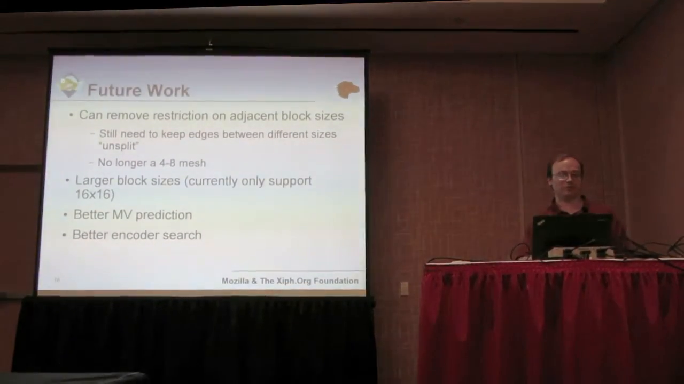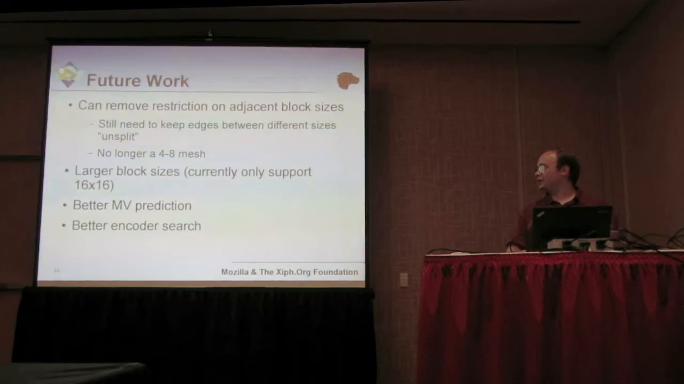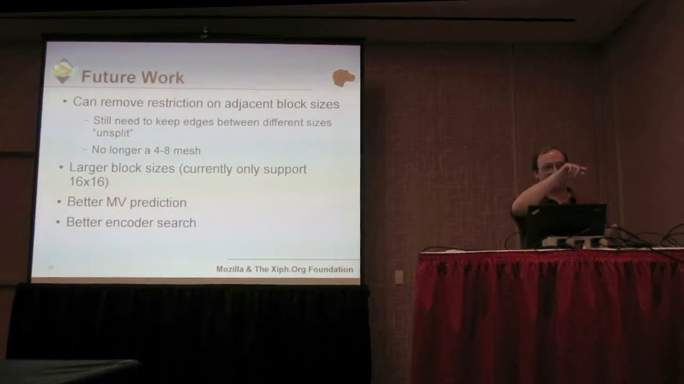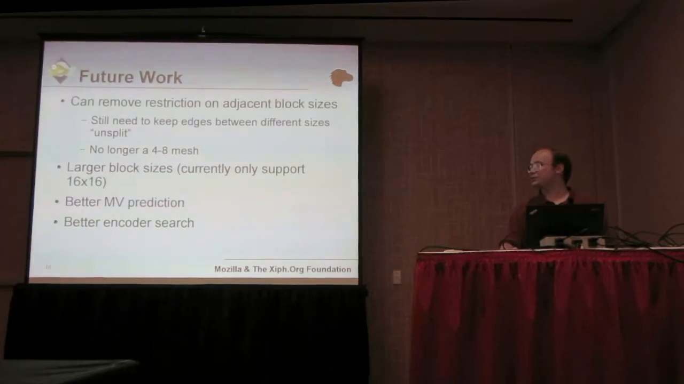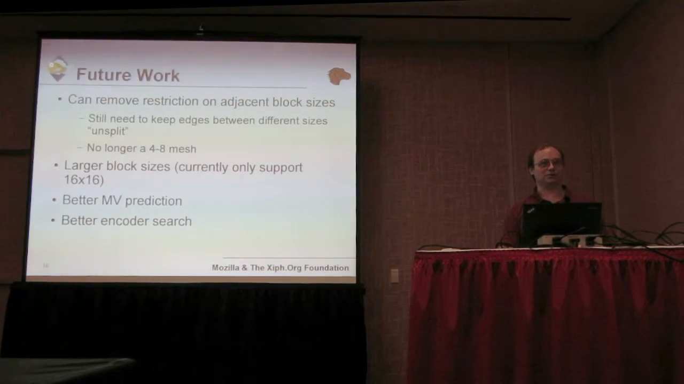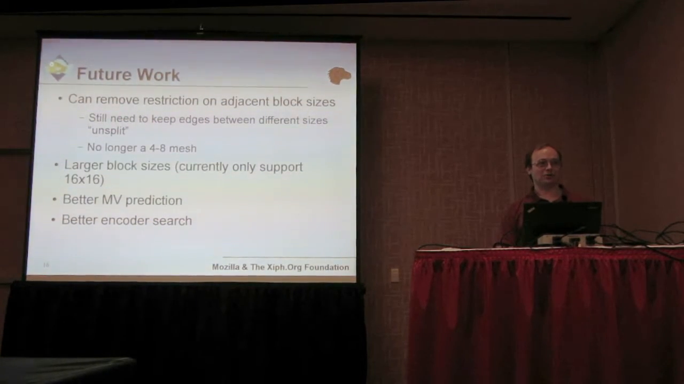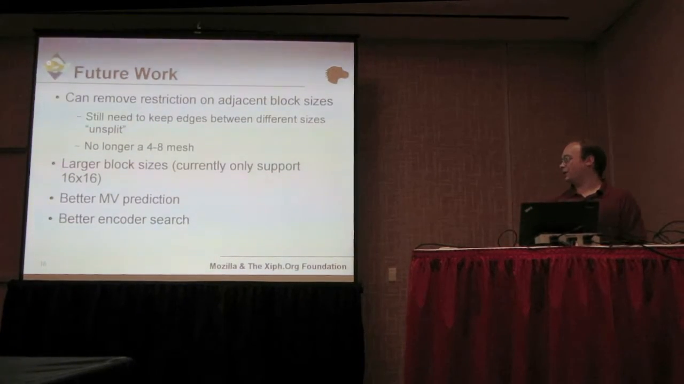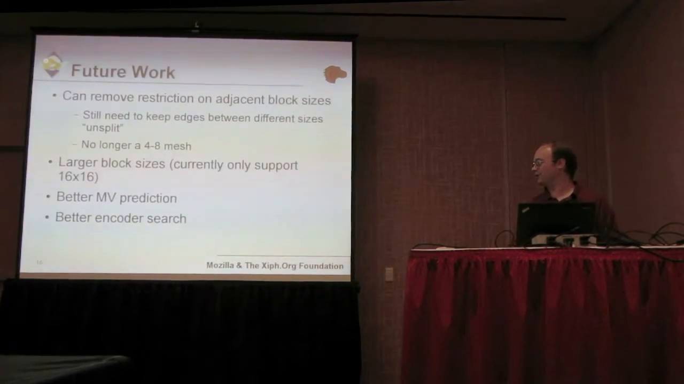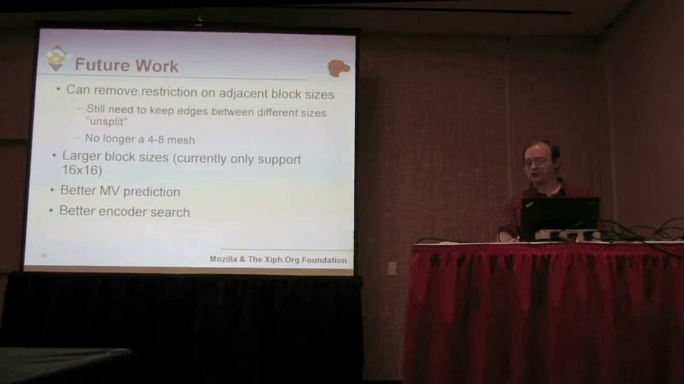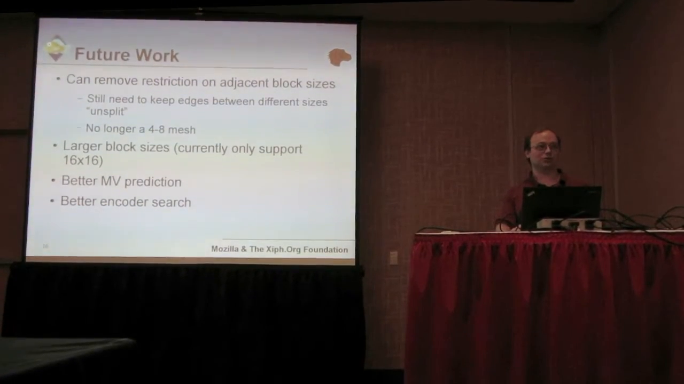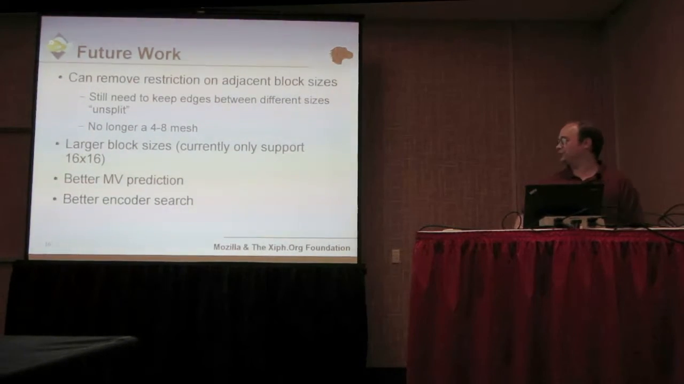Blocks don't differ by more than a factor of 2, but all you have to do is keep the edges between the different sizes unsplit, so you can't add any extra motion vectors to those edges. However, the result is no longer a 4-8 mesh, and your search becomes a little bit more complicated. We haven't worked out the details of all of that yet, but it's certainly possible to do. Currently, we only support just 16 by 16 block sizes, so that's obviously something we want to improve in the future. And there's always ways to do better motion vector prediction and better encoder searching and all that sort of stuff compared to our current implementation.